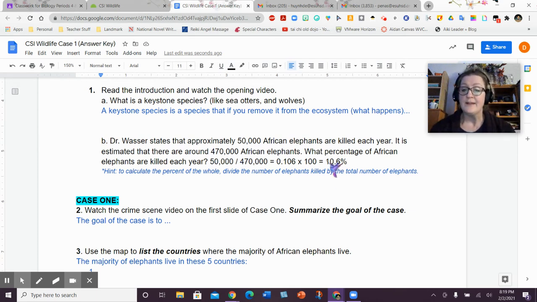That's a pretty big number. So now when you see the percentage, it gives us a good idea of, is that a big number or a small number? 10% of all elephants in the continent of Africa, that's a big number.